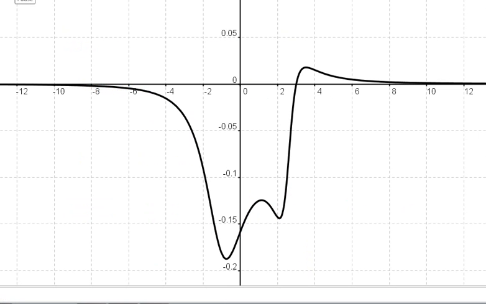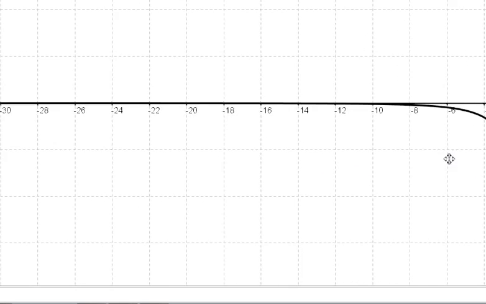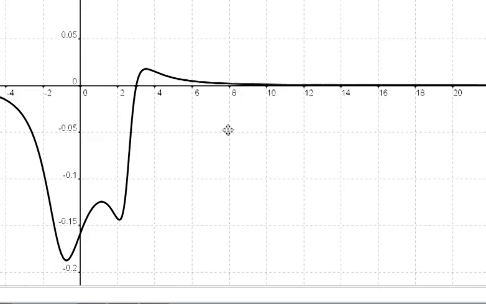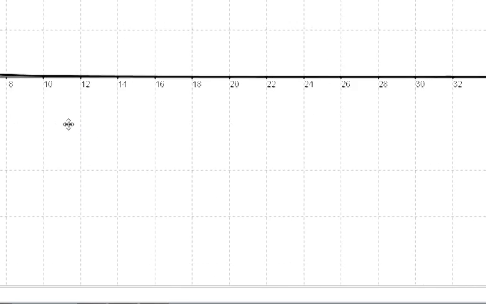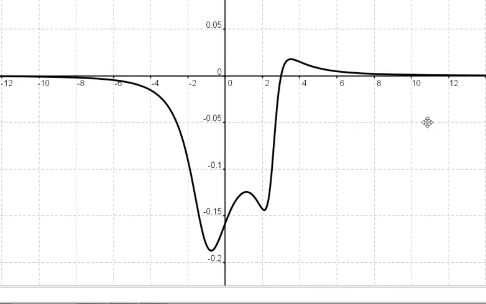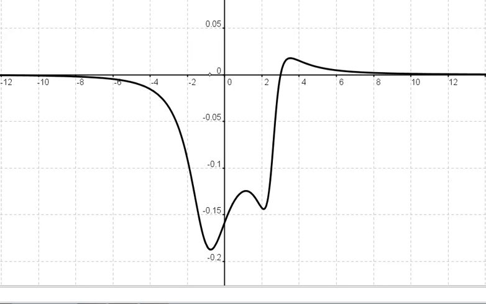We really need to zoom in to see this graph, but what we see is that our middle has a lot of weird stuff, but what happens is as we go off to the far left side or the far right side, our outputs go to 0. This gives us a horizontal asymptote at y equals 0.